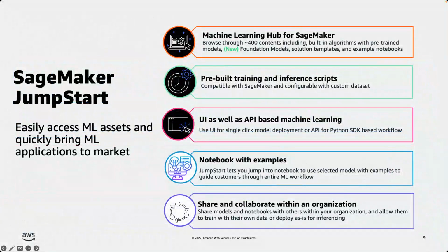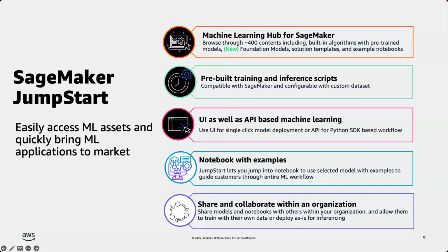Here you can see SageMaker JumpStart, which is a service to help you access ML assets and bring your machine learning applications very fast to market. I've mentioned some things already, but I will do it again just so we understand this type of service. You'll be able to use prebuilt training and inference scripts. You have UI and API-based machine learning. You can use the UI for one-click deployment, or you also have an API for Python to access the same functionality. You have notebooks that come with some examples, so if you have questions on how to start, you'll be able to see examples of what you could build. It's also a collaborative environment where you can share your models and your notebooks and work on them together.